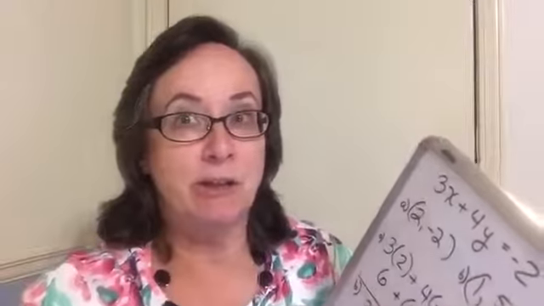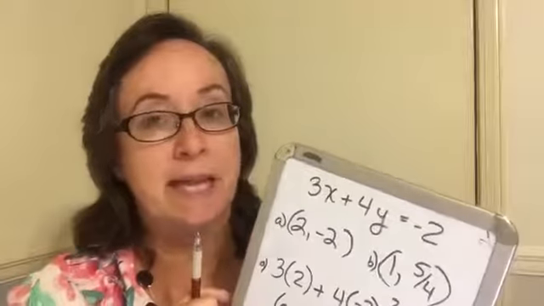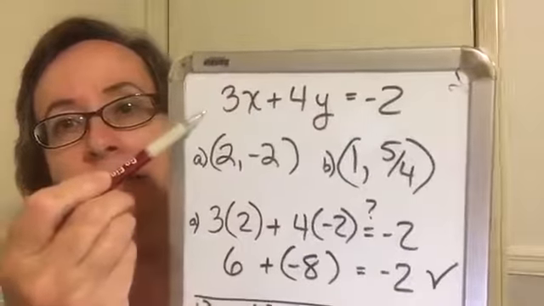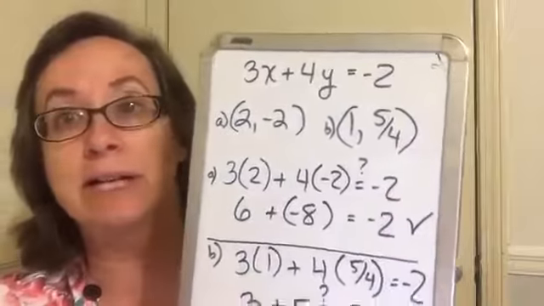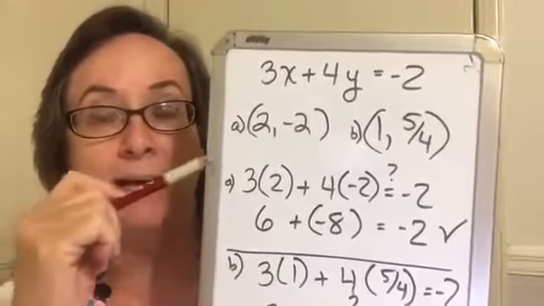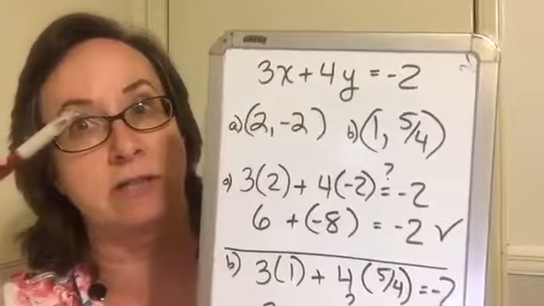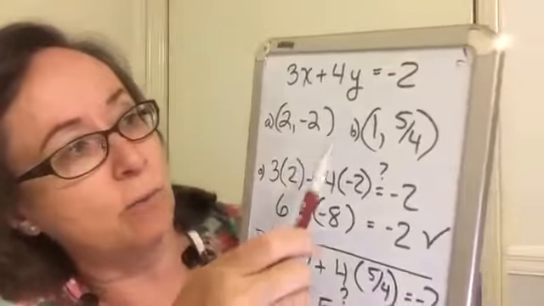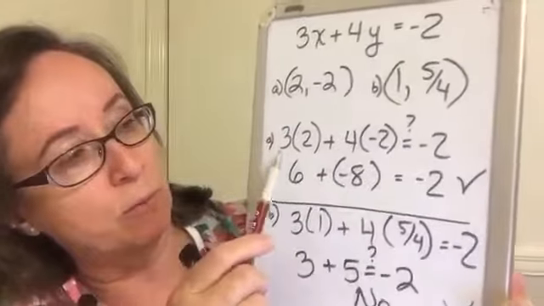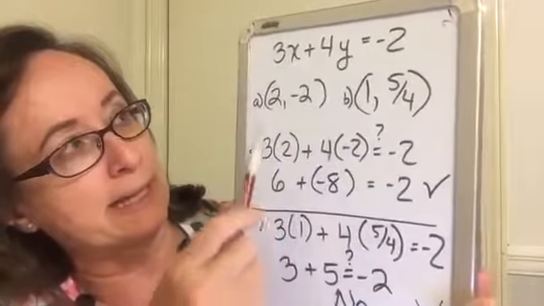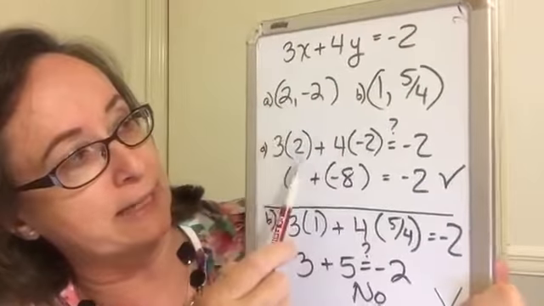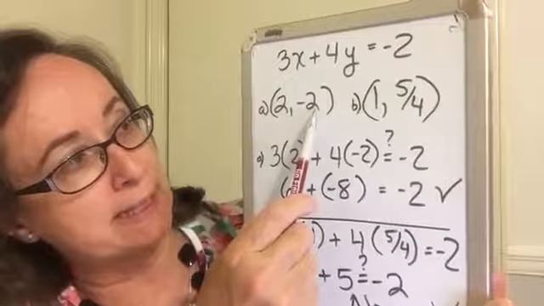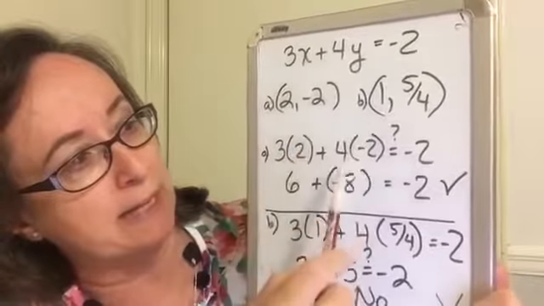Okay, so now I'm just going to show you a couple of example problems that could be on your quiz. So the first one we're going to do is, here is an equation of a line, 3x plus 4y is -2. And we're going to check and see if these 2 points are or are not solutions to the equation. So when we're looking at (2, -2), we're going to take our equation and plug in everywhere we see an x. We're going to put in a 2 because we're plugging in a 2. The y we're plugging in as a -2, so 4 times a -2.